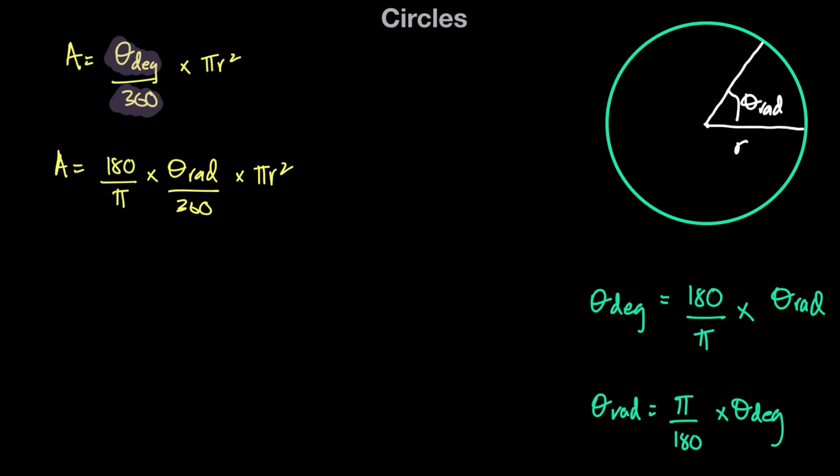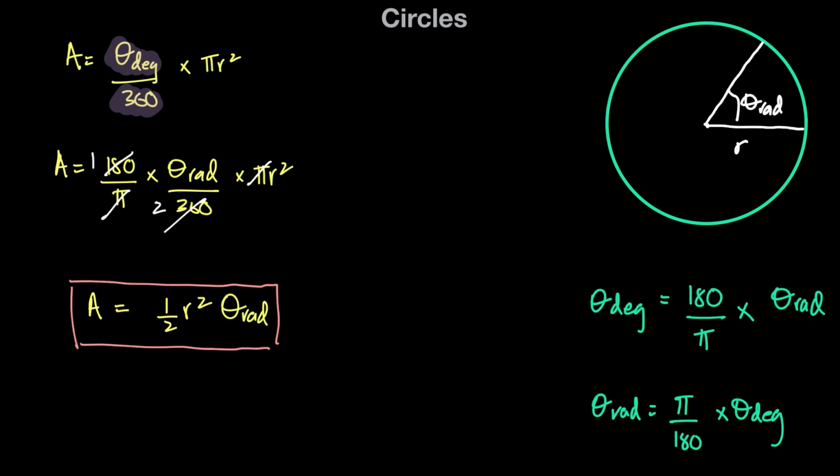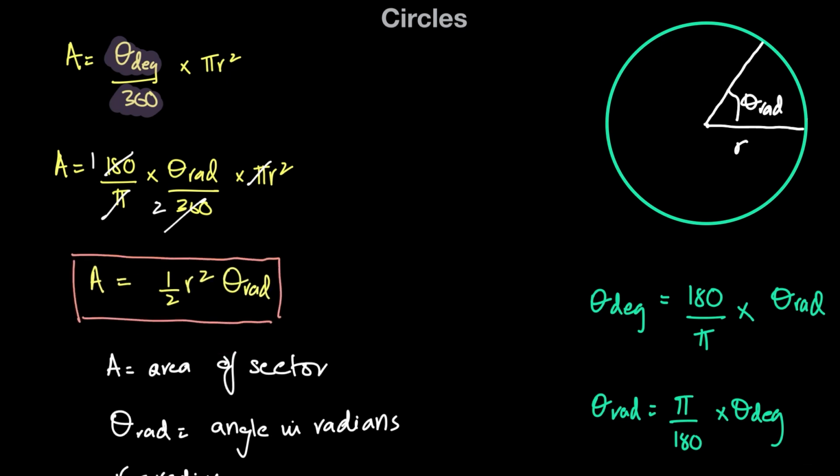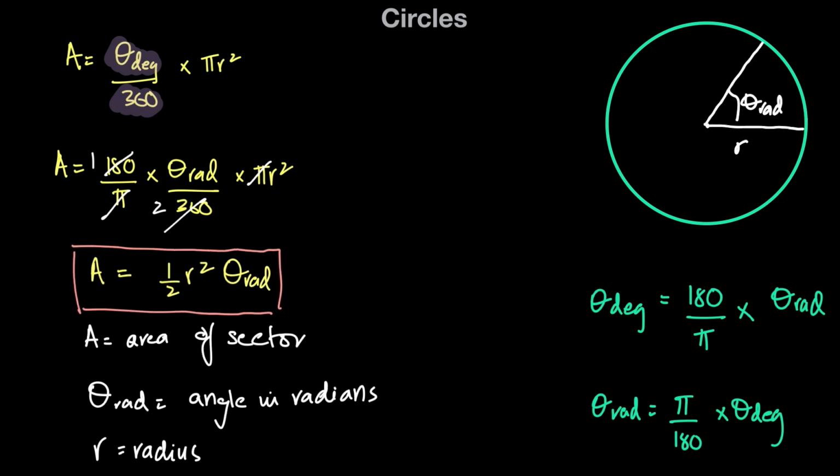So let's simplify. Well, over here we can see that pi and pi cancel each other out. We know that 180 divided by 360 is just 1 over 2. So what we get is the following expression, that the area A of a sector can be written as 1 over 2 times r squared times the angle in radians. And we can use this expression to find the area of the sector A in terms of the radius r and the angle theta in radians.